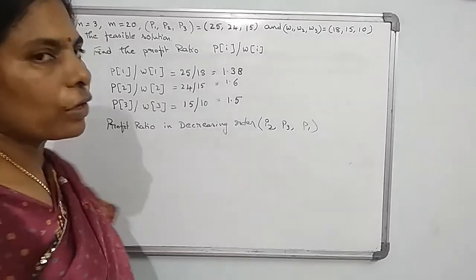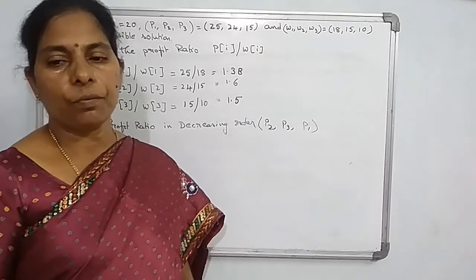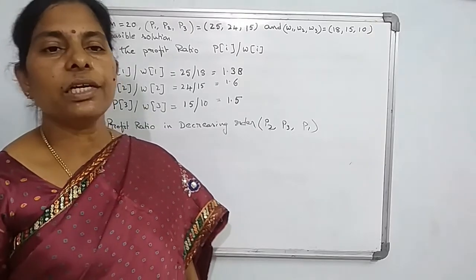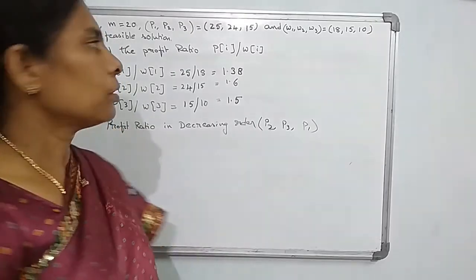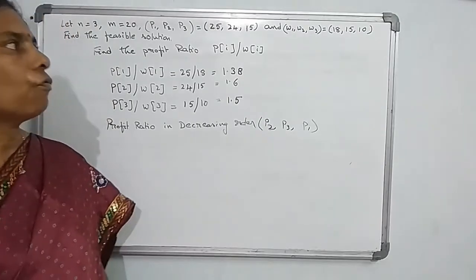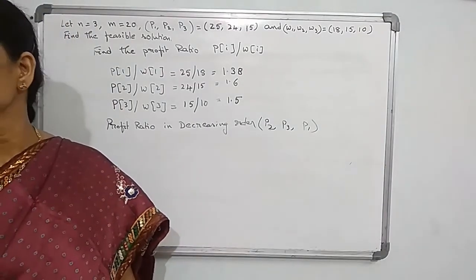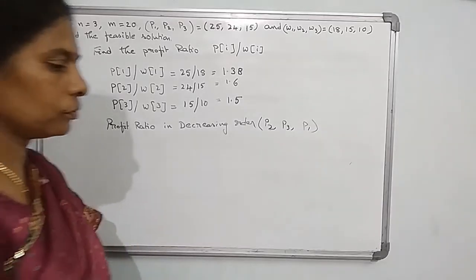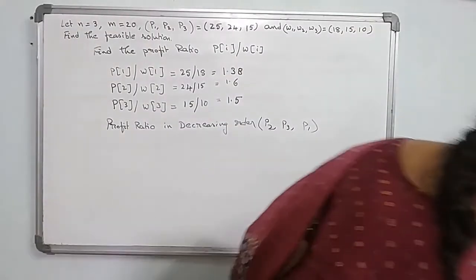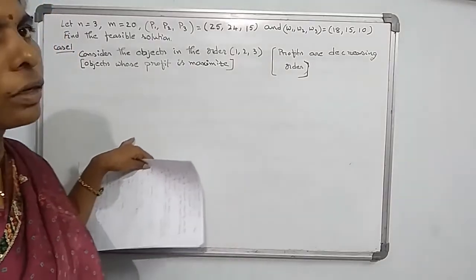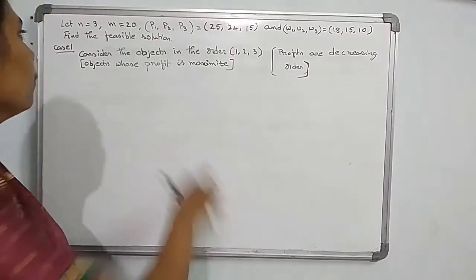Okay, now we can find the feasible solution. To find the feasible solutions, you have 3 cases. Now we will discuss one case after another. Okay, now we will discuss case 1.